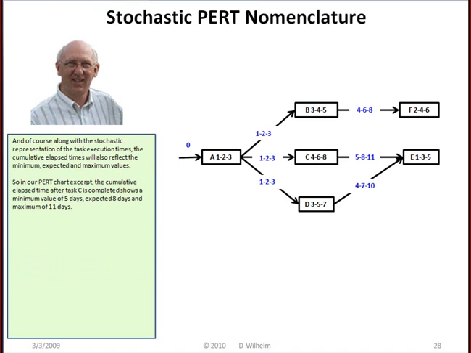And of course, along with the stochastic representation of the task execution times, the cumulative elapsed times will also reflect the minimum, expected, and maximum values. So in our PERT chart excerpt, the cumulative elapsed time after task C is completed shows a minimum value of 5 days, expected 8 days, and a maximum of 11 days.